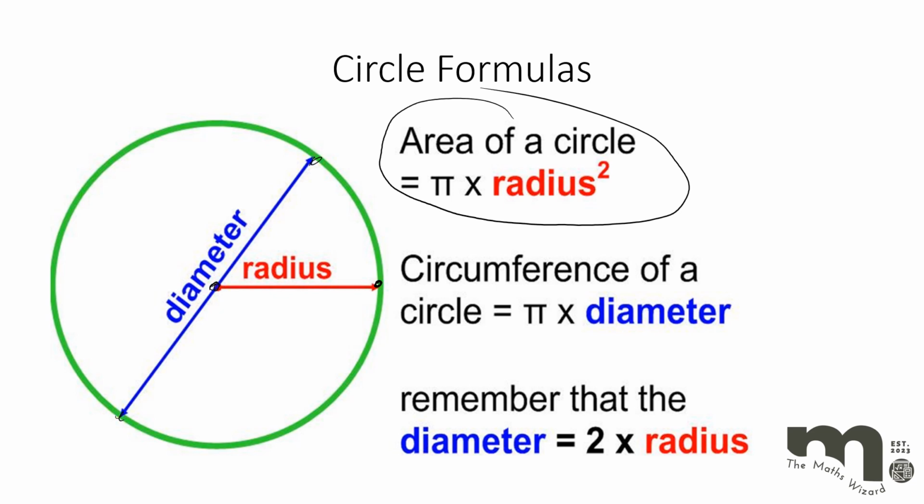Sometimes they may give you questions where you need to work from the diameter to the radius and vice versa when we're dealing with area or circumference questions. But for this particular video, we're just focusing on area.